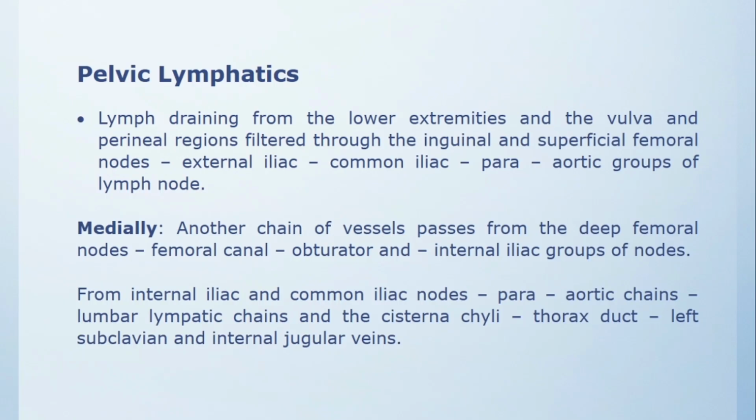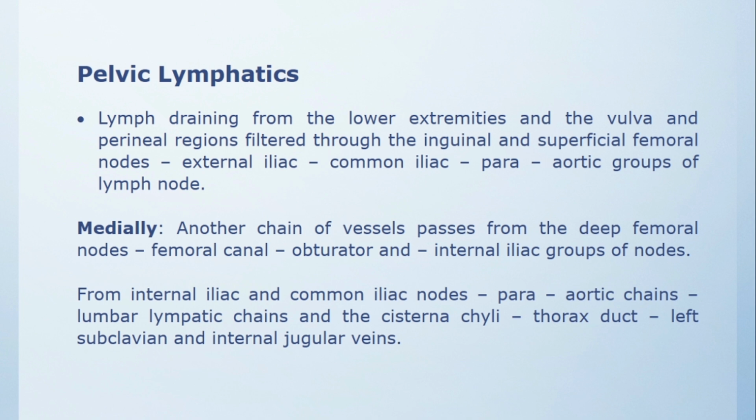The pelvic lymphatics. The lymph draining from the lower extremities and the vulva and perineal regions is filtered through the inguinal and superficial femoral nodes to enter into the external iliac group of nodes. From the external iliac group of nodes, they ascend to the common iliac group of nodes. And then from the common iliac group of nodes, they go up to the para-aortic groups of lymph nodes.